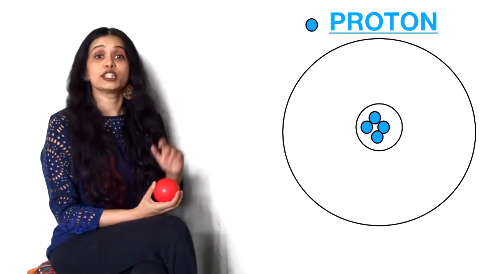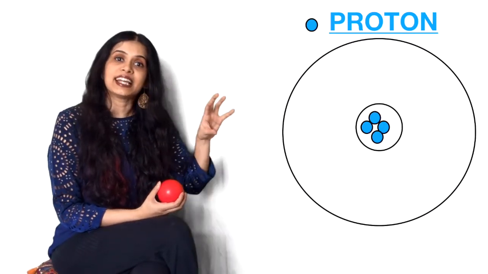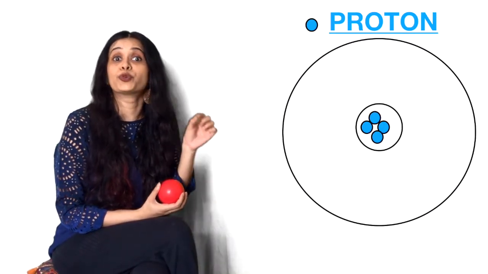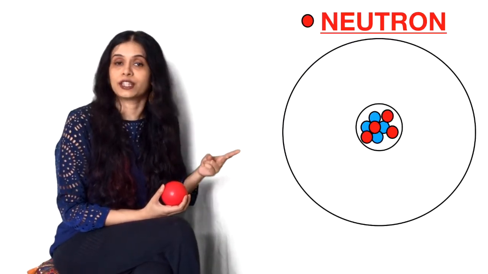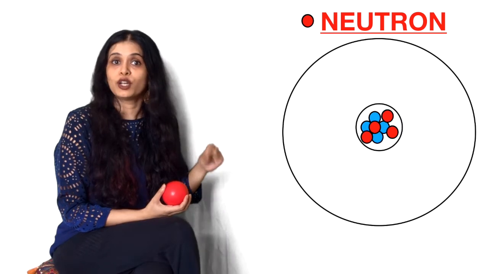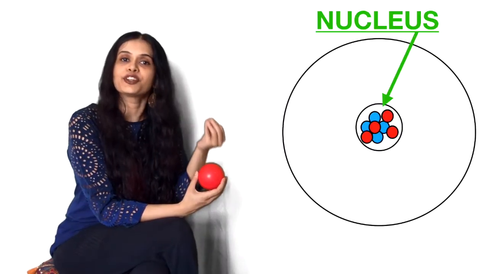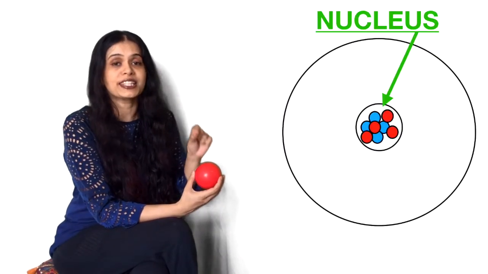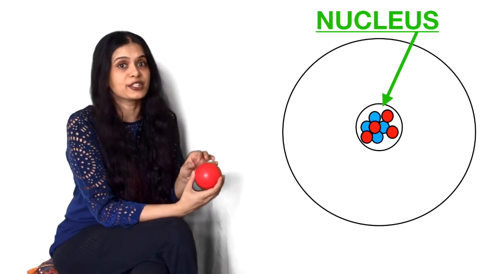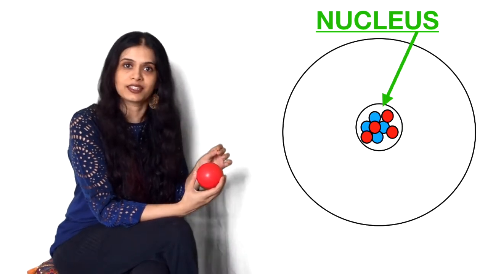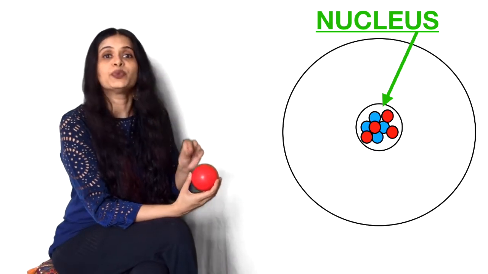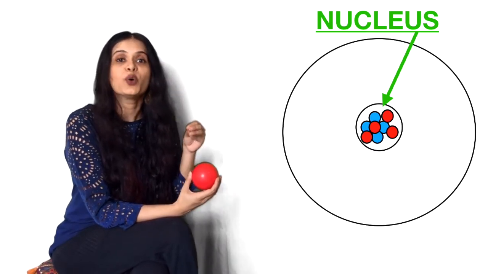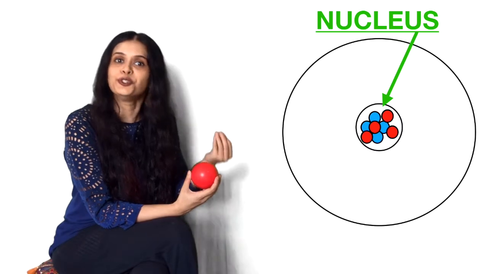As you see in this photo, the center has something called protons. ठीक है? उसके साथ in the center there is one more thing, and those are called neutrons. And the center of the atom, which has the protons and the neutrons, that center is called the nucleus. So if somebody asks you what is the nucleus of the atom, you will say that it is the center which has the protons and the neutrons.